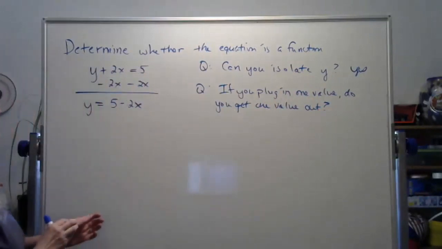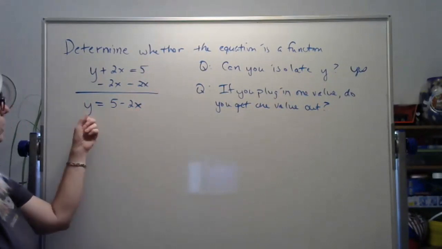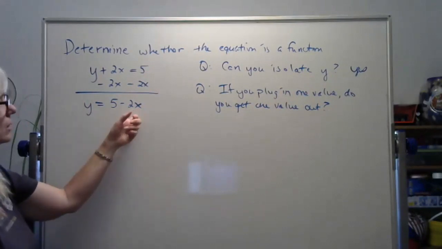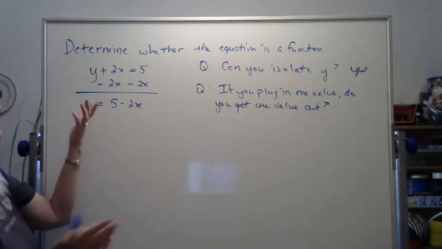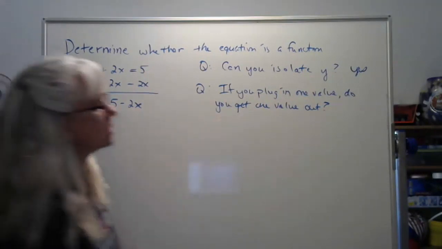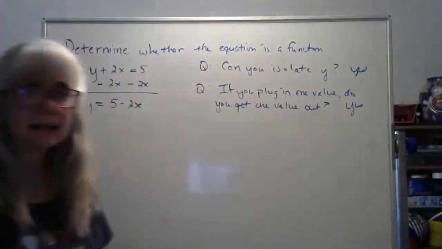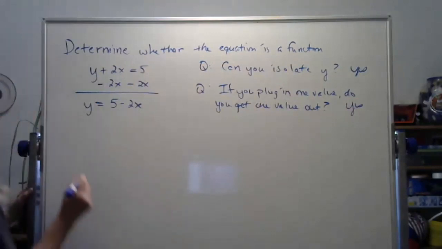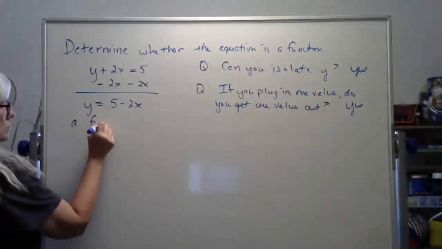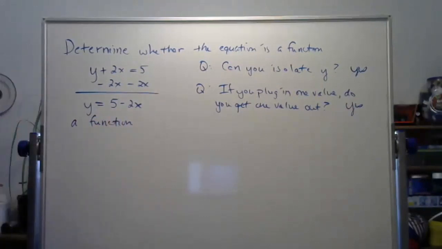In this case, we can just plug in different numbers. If I plug in a 0, I'm only going to get one number out. If I plug in a 5, I'm only going to get one number out. If I plug in a -2, I'm only going to get one number out. So the answer to this question is also yes. And if both answers are yes, then it's a function. So this is a function. And it's a linear function because all the exponents are positive ones.